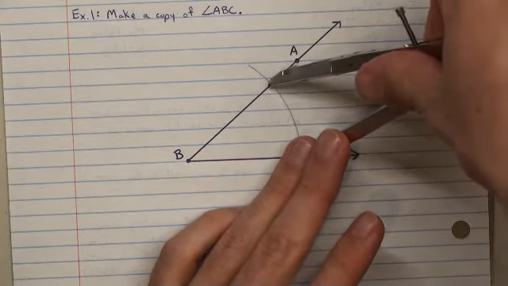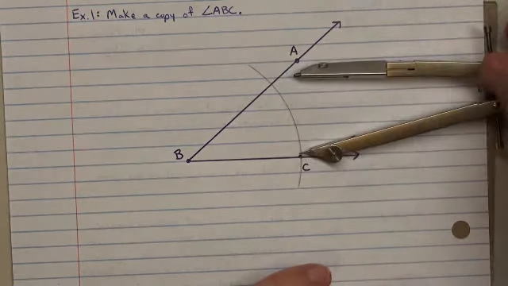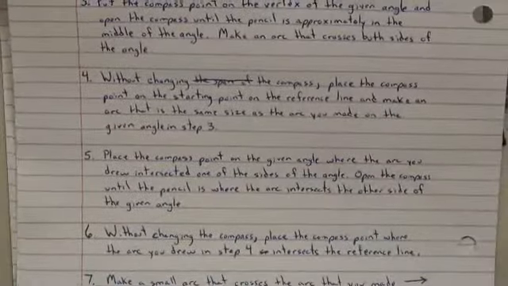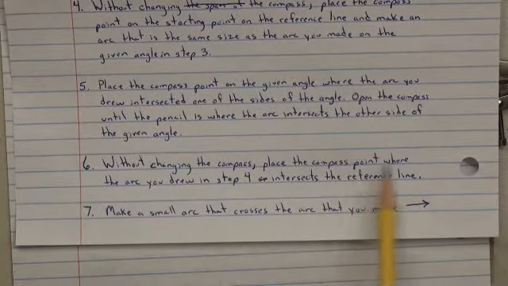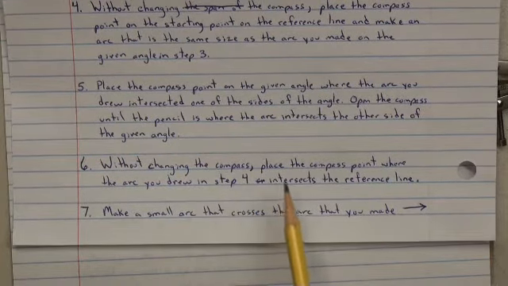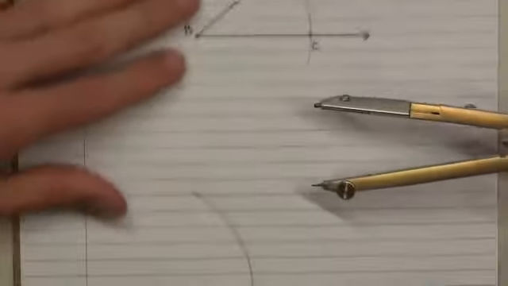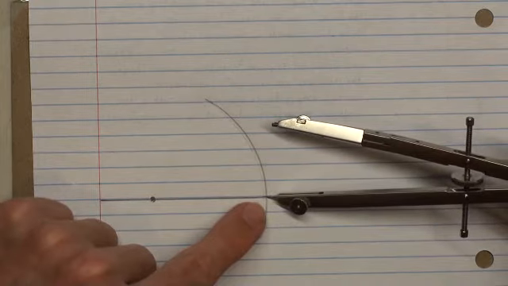Right there. Now let's see what it says to do after that. Without changing the compass, place the compass point where the arc you drew in step 4 intersects the reference line. So, without changing the compass, I'm going to place the compass point right where that arc crossed the reference line. Let's see the next step.